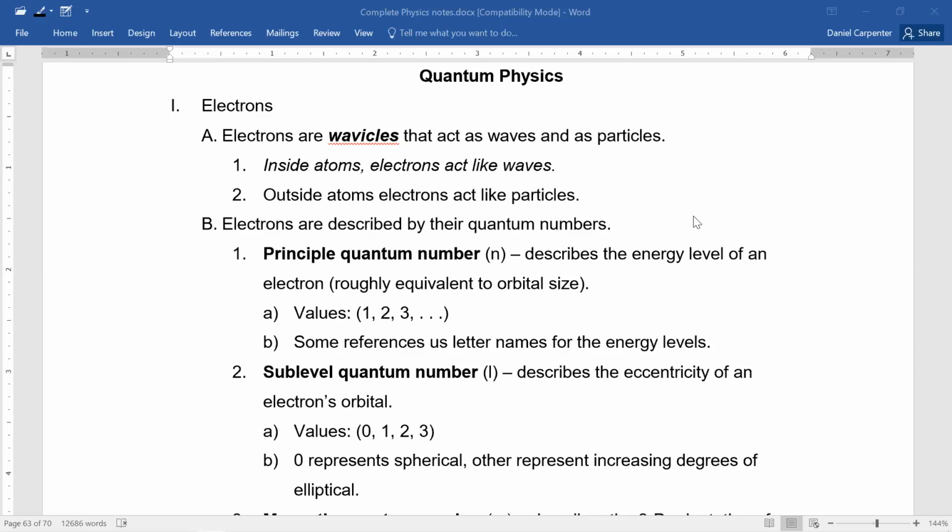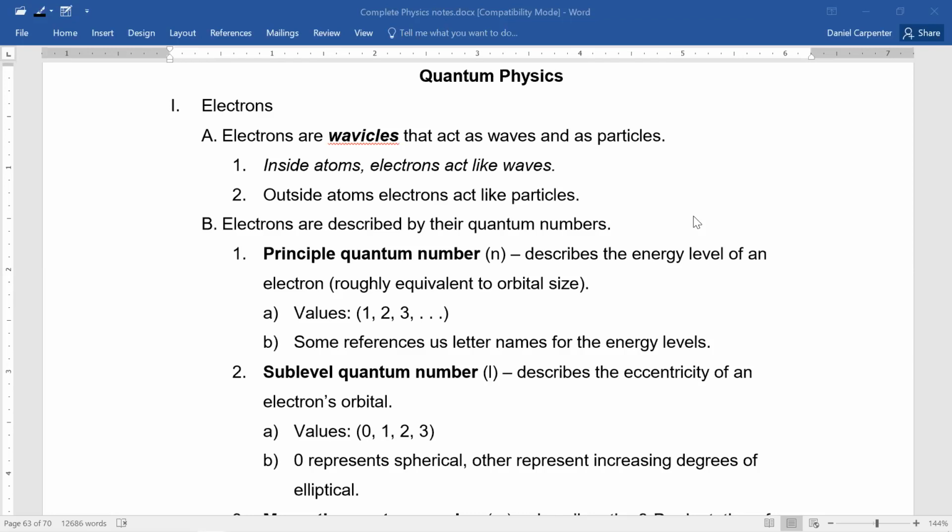And there's all kinds of just weird names here. I mean, they basically are making up names as they go. Sometimes they make sense, like that word wavicle. And sometimes they don't make sense, like later on, you're going to see up and down and charm as names for particles. It's kind of funny actually in some cases. But electrons are wavicles. They act like a wave and as a particle. The same thing is said of light.